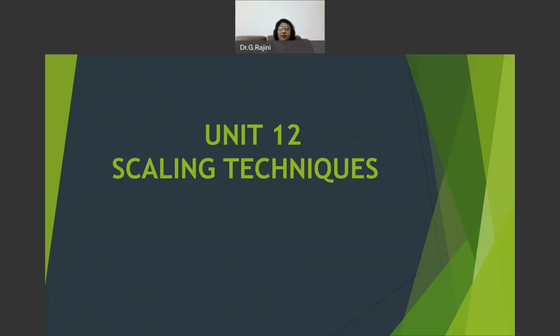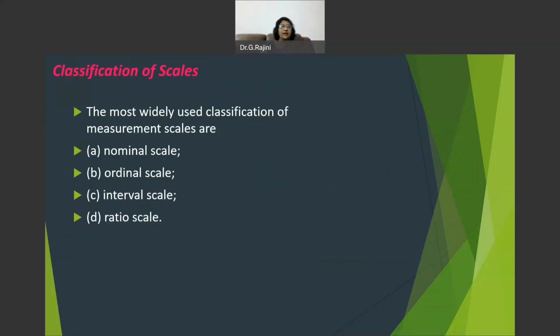That's about the scales. Now we come to unit 12, where we have the scaling techniques. Here we classify scales in another methodology, which is called nominal scale, ordinal scale, interval scale, and ratio scale. Four scales you need to keep in mind.